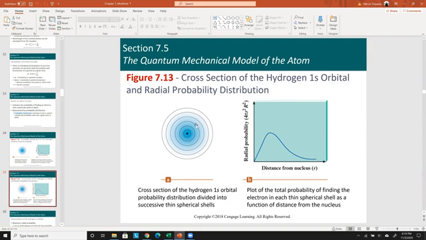So if you have a 1s electron, which means it's in the n equals 1, energy level 1, very close to the nucleus, the chances of it being really far away is very small. It could happen, but it's very small. So that's what we mean by probability distribution. They're not set to these rings. They're kind of all over the place, but we use the rings to simplify it for us.